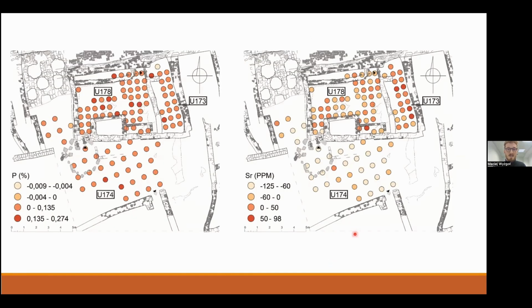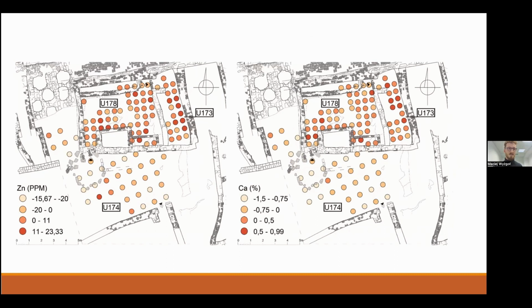Interestingly, in this 15th century compound, the distribution of high and low values seems to be random, but still mostly above the background level. Again, higher values are within the house compared to the courtyard, as you can see here. It's the same with zinc and calcium. According to Moran's I, all the values are just randomly distributed.